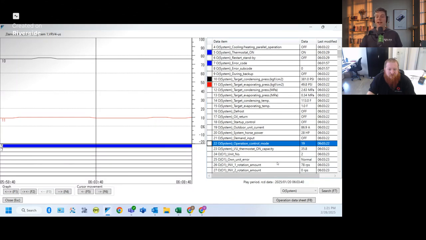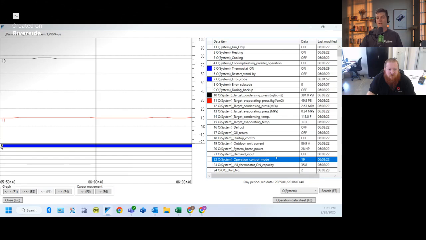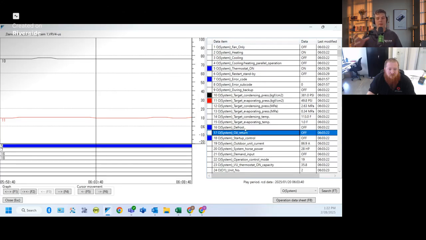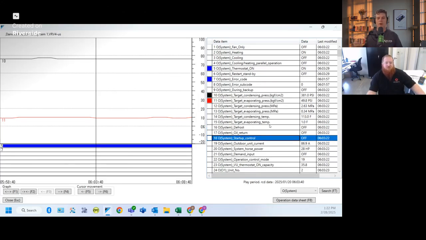To Donald's point, I still use defrost and oil return and startup control because, again, nice little blue labels at the bottom pop up that you can see when they start, when they stop. But if I'm looking for a very detailed analysis and I want to know why this stuff is doing some weird stuff, my eyes are going cross-eyed, right? It's like, whoa. I'm going to go to operation control mode to see specifically what's going on.